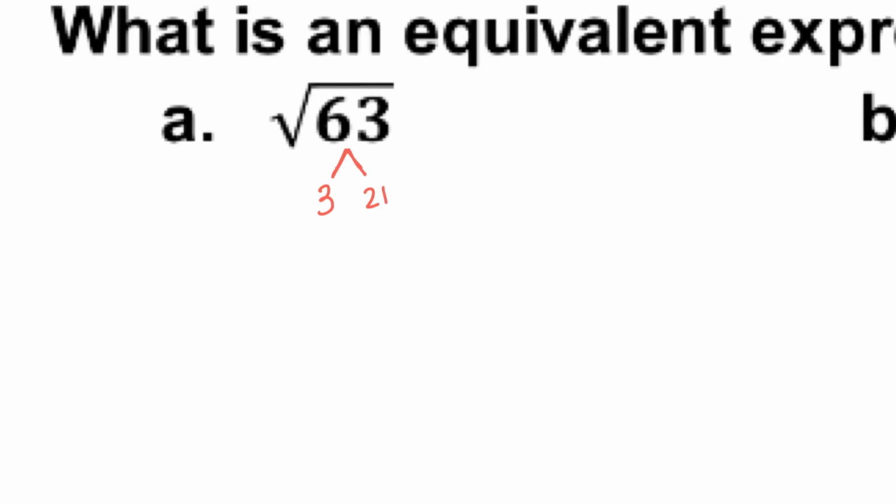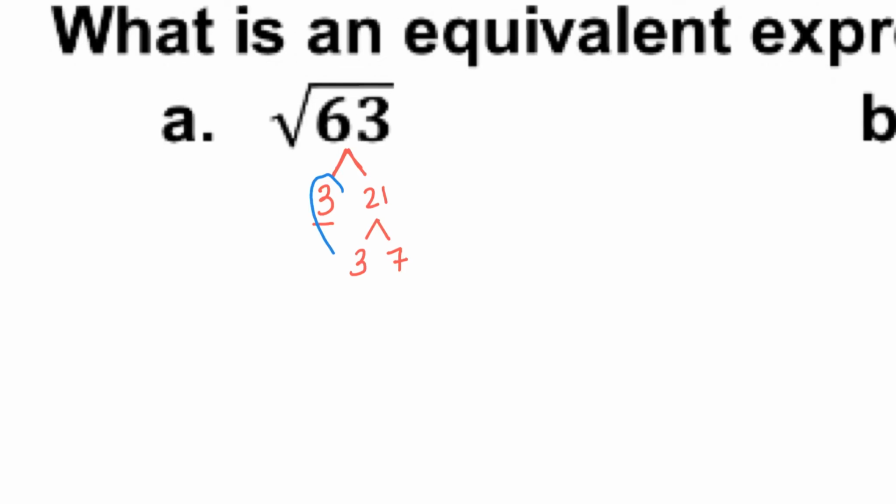Now 3 is a prime number, so I'm going to leave it. I'm going to move on to 21. That's not a prime number. So what times what gives me 21? Oh, I have a 3 and a 7. Okay, so now we have to look for pairs. Are there any pairs that I can have leave the house?